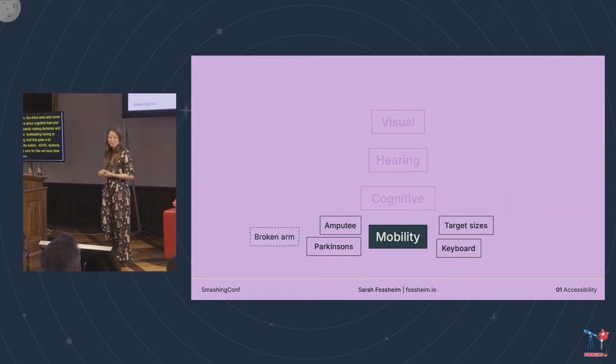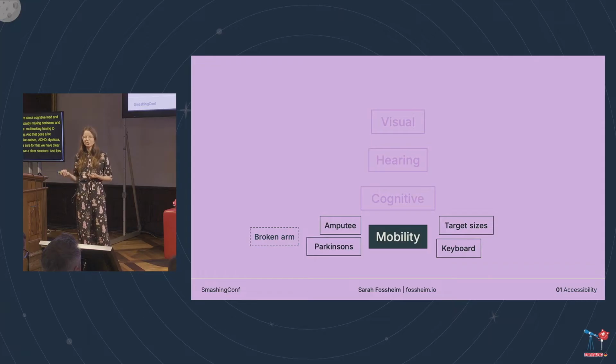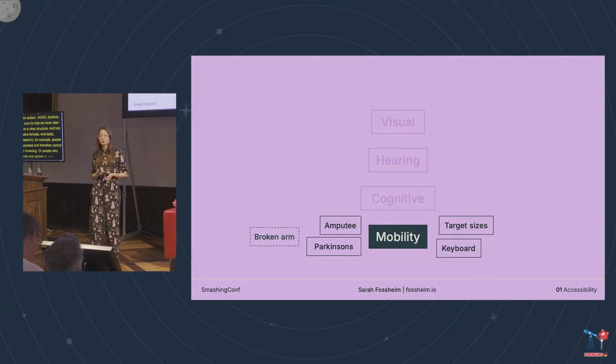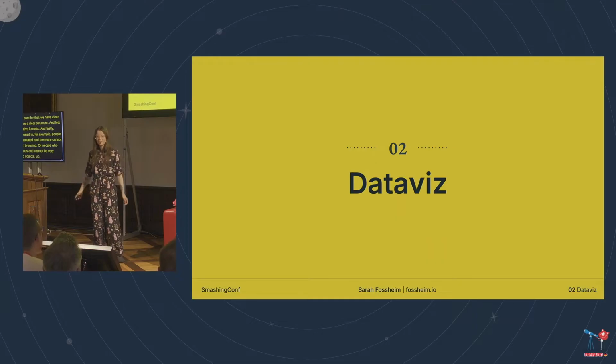And lastly, mobility disabilities relate to, for example, people who have an arm amputated and therefore cannot use both hands when browsing, or people who have shaky hands and cannot be very precise when clicking objects, so making sure that everything works for them as well.